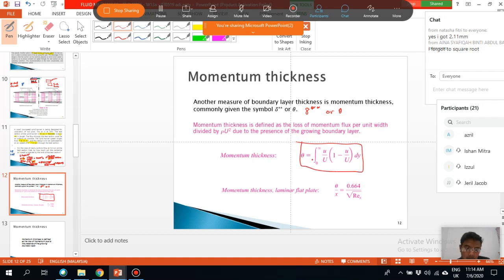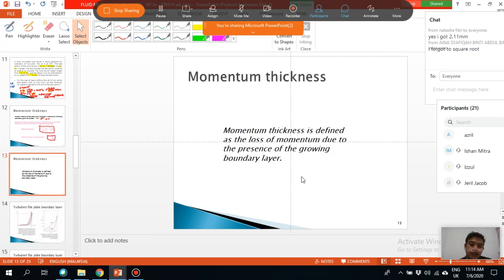Theta is equal to the integration of small u divided by big U, times 1 minus small u divided by big U, dy. The momentum thickness for laminar flow is theta divided by x equals 0.664 divided by the square root of the Reynolds number. So momentum thickness is defined as the loss of momentum due to the presence of a growing boundary layer.